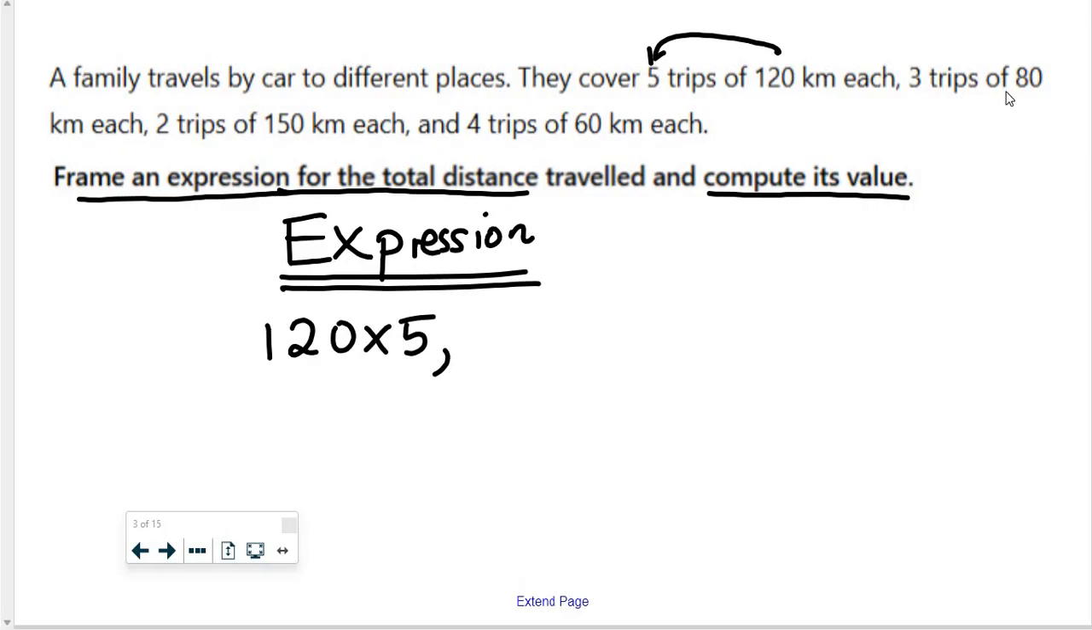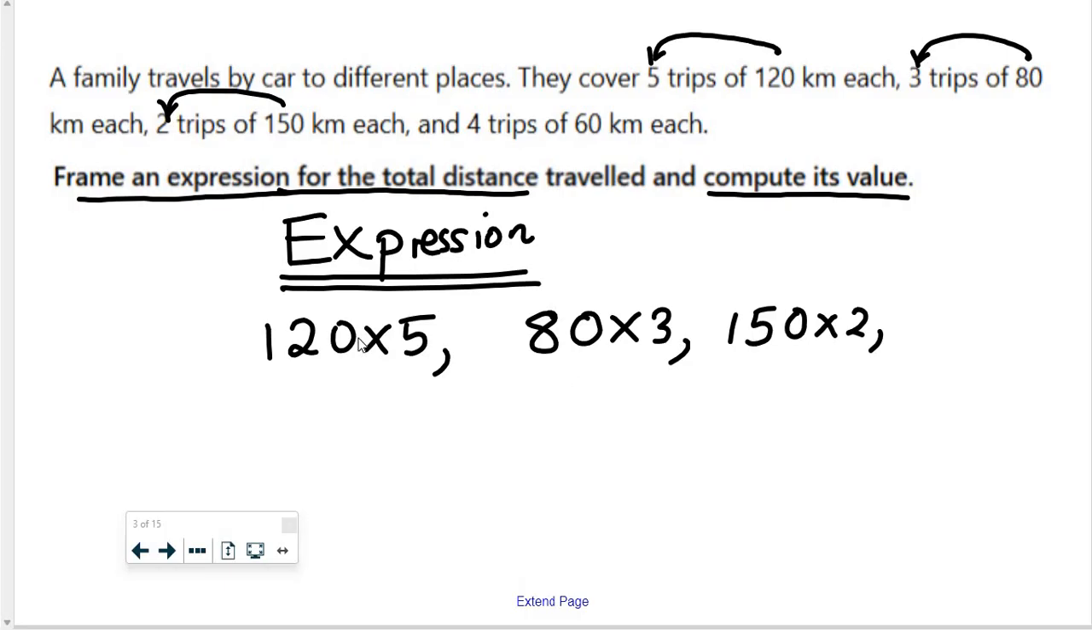And for 3 trips of 80 kilometers each, you do 80 into 3. And for the third trip, 2 trips of 150 kilometers each, you do 150 into 2. And then for 4 trips of 60 kilometers each, you do 60 into 4.